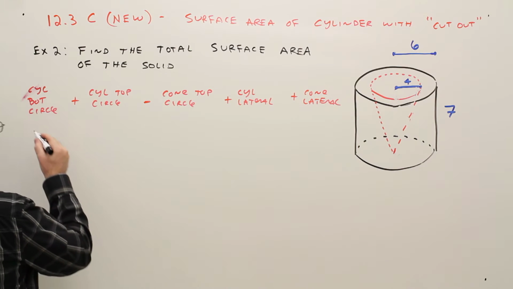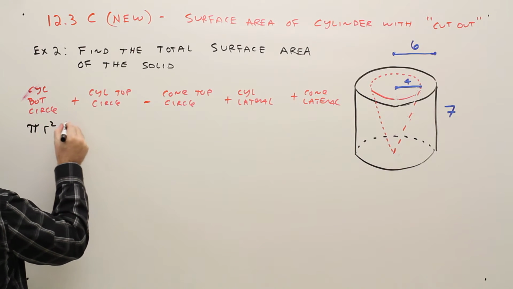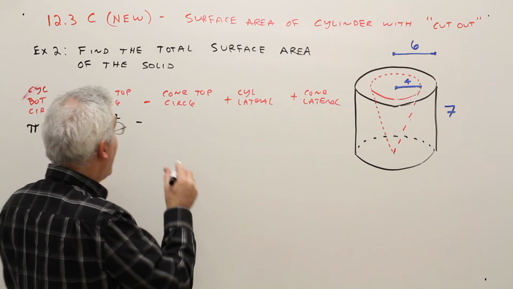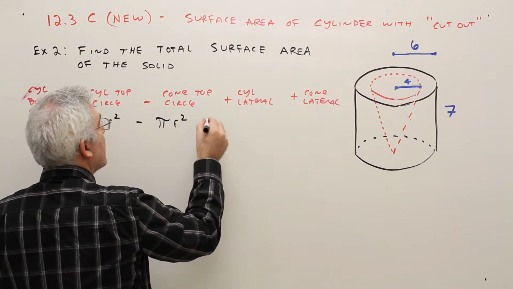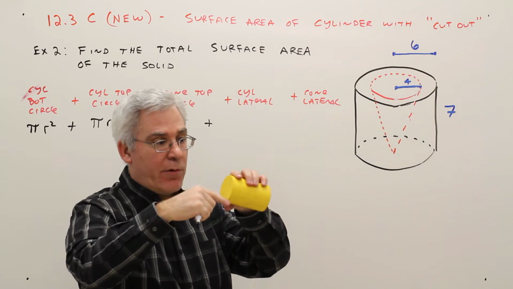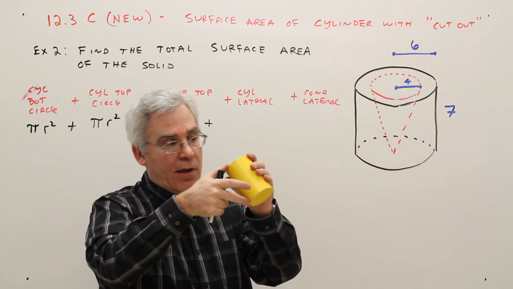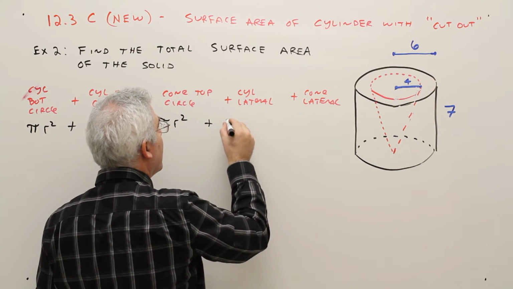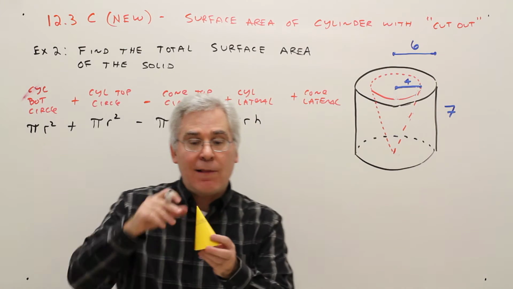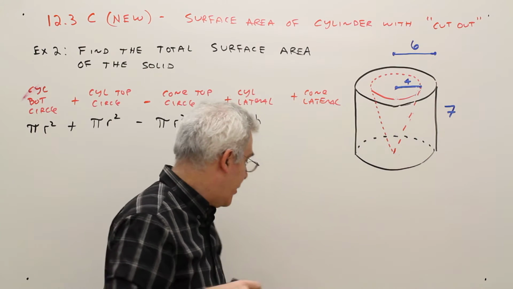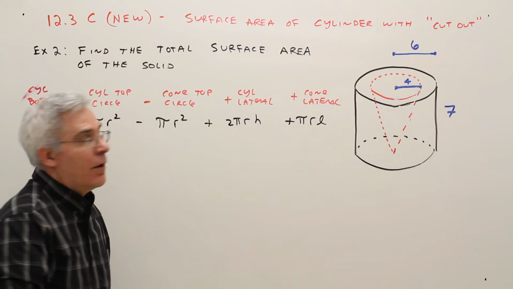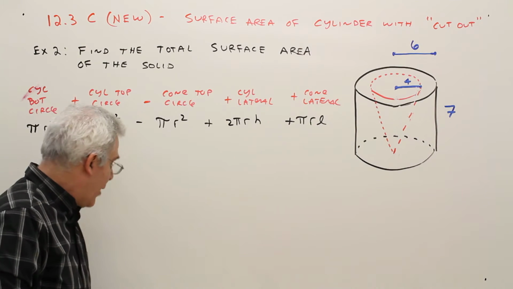So circle, pi r squared; circle, pi r squared; circle, pi r squared; cylinder lateral, again that's going to be the perimeter, which is 2 pi r times the height, so plus 2 pi r h, and then the cone lateral, pi r l. All right, next, let me see if I can get some numbers.